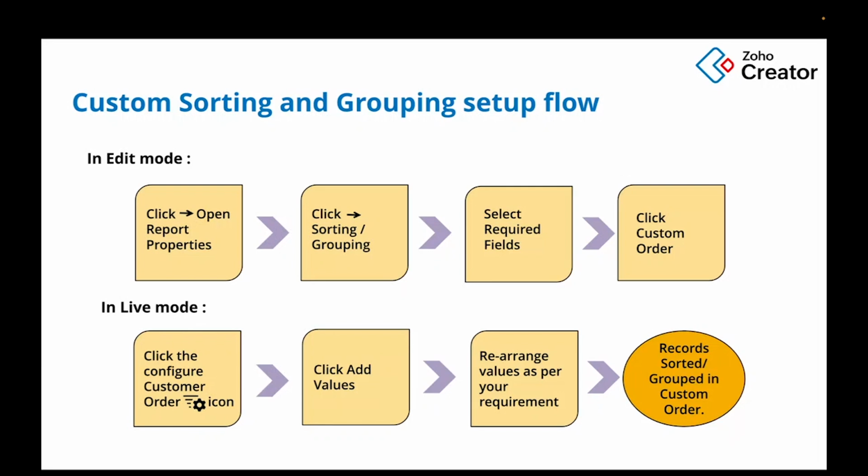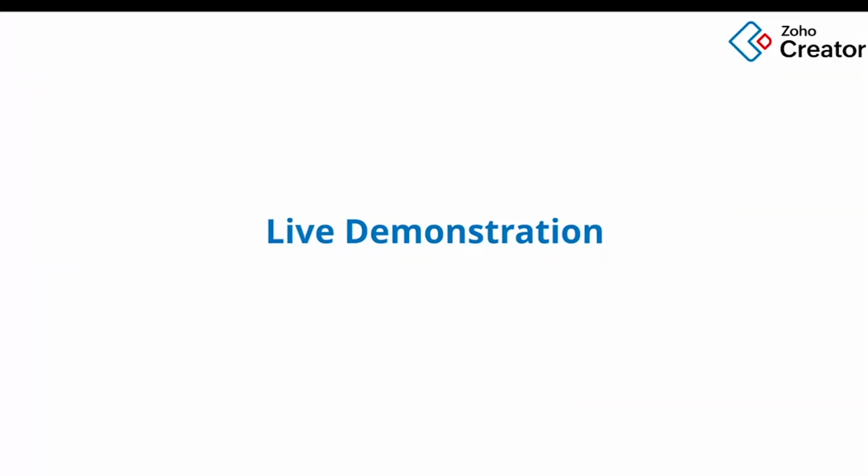Once it is done, you will move on to the live mode, and you will click on configure custom order. This is the icon that we will have in the live mode, and then you will click on add values. As soon as you add the values, you will rearrange them as per your requirement. Once it is done, your records will get sorted or grouped in the custom order, right? We'll give you a quick demo on this, so that it will be easy for you to understand.